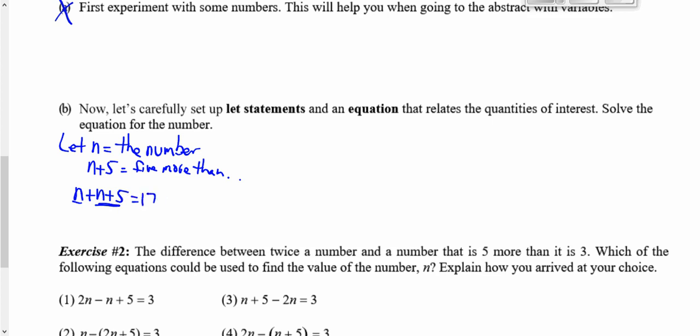Equals 17. Some of you just wanted to write n plus 5 equals 17. Oh, I understand this now. I wasn't understanding when you wrote it down. Now you see it now? So this is the sum of a number and 5 more than the number. Not just the sum of a number and 5, right? You all were trying to write the sum of a number and 5. This is the sum of a number and 5 more than the number. You with me? Okay.